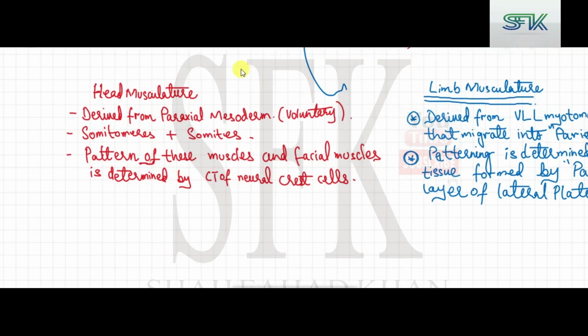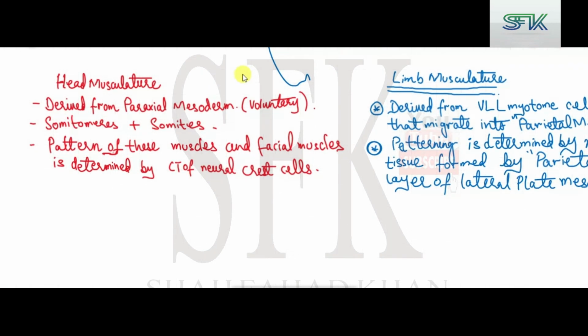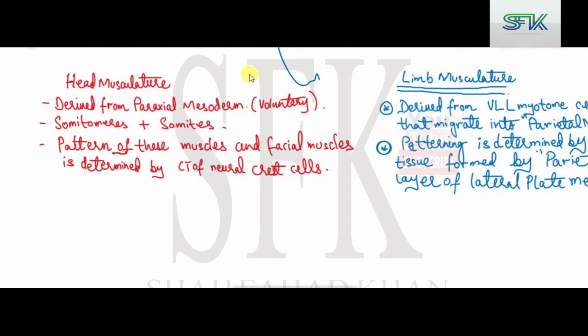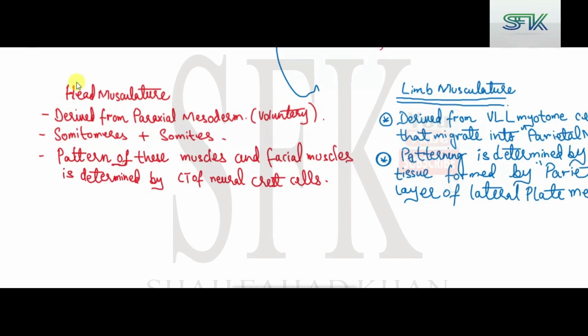Now over here I made some handmade notes. This is a kind of summary of all the muscles and their respective mesodermal precursors. So let's quickly go over them. The head musculature is derived from the paraxial mesoderm, and it's actually the voluntary muscles of the head. Almost the voluntary muscles of the entire body are derived from the paraxial mesoderm. So paraxial mesoderms are the precursors of voluntary muscles, skeletal muscles, and all the other voluntary muscles.